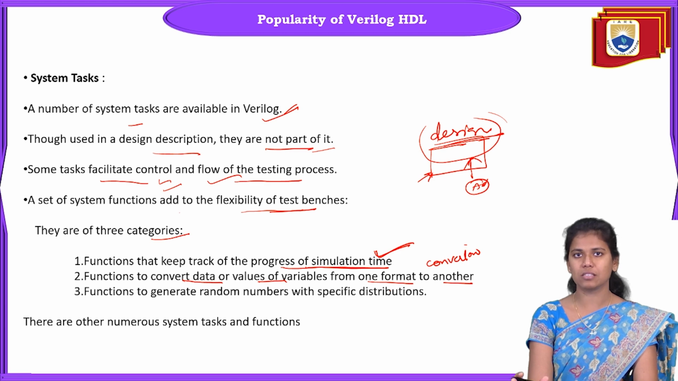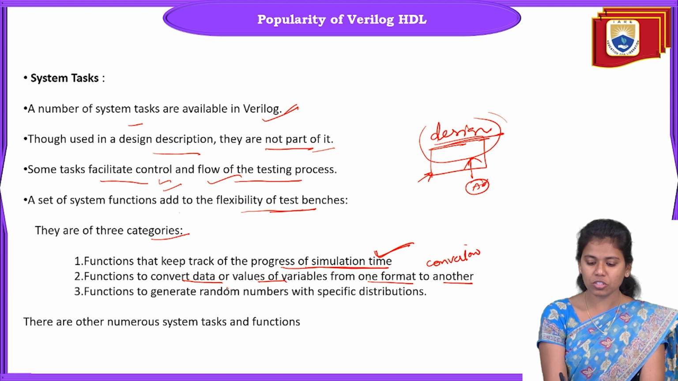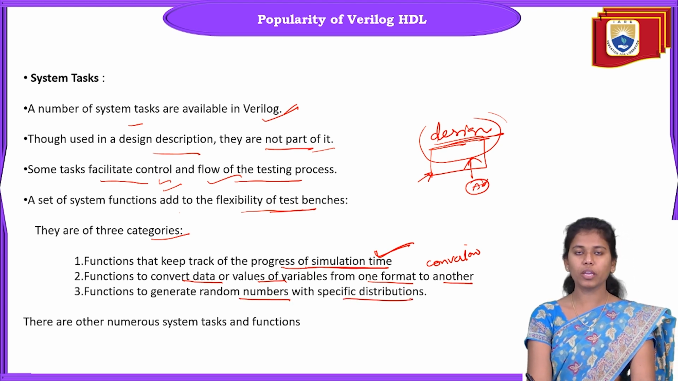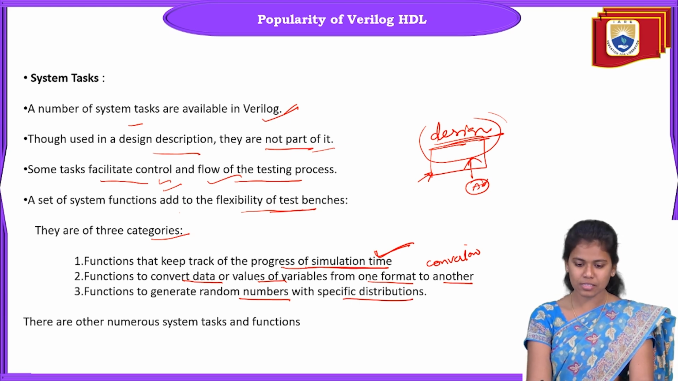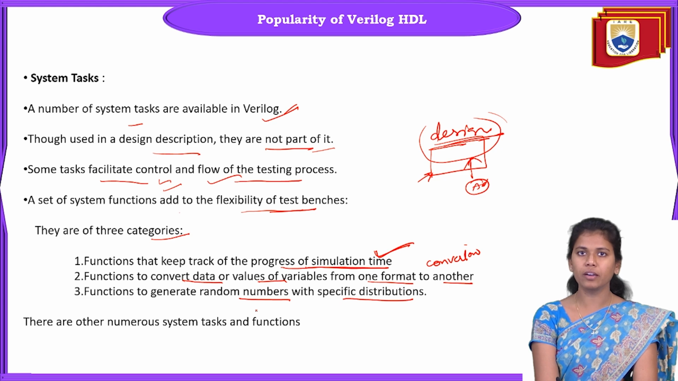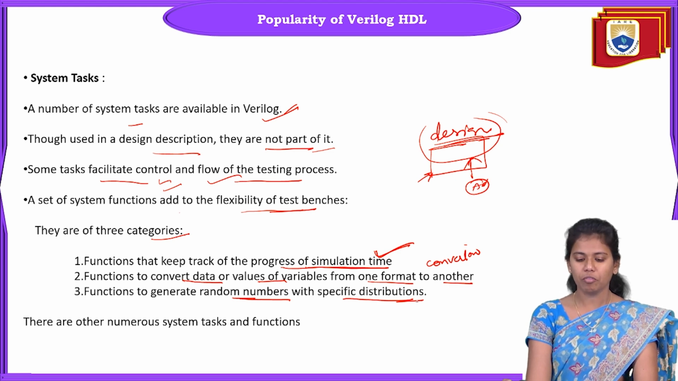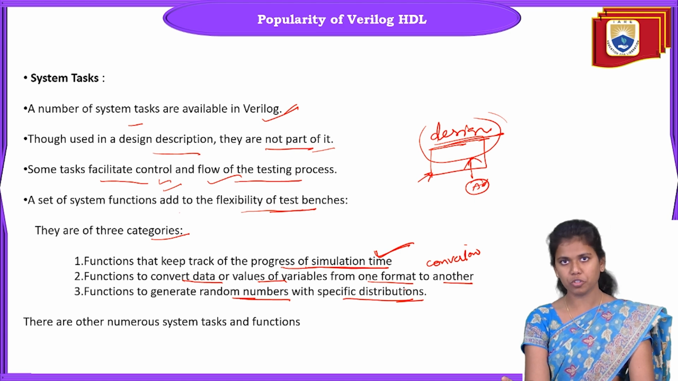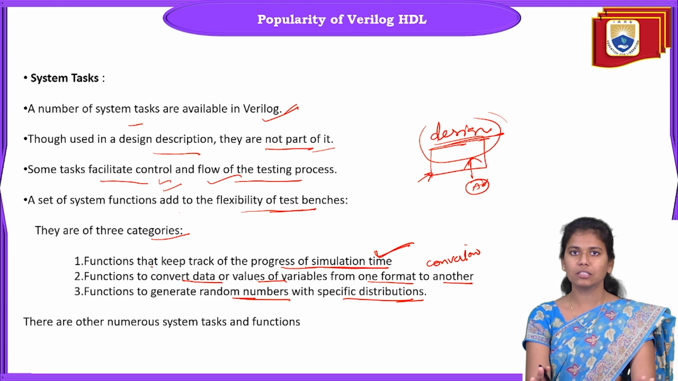This is another task, another category in the system tasks. And the third one is functions to generate random variables with specific distributions. So here, another category that we could see in the system tasks is the functions that generate random variables, random numbers with specified distributions. As per the task given, we need to generate the random variables as per the distributions. So these are the three categories that you could see in the system tasks.